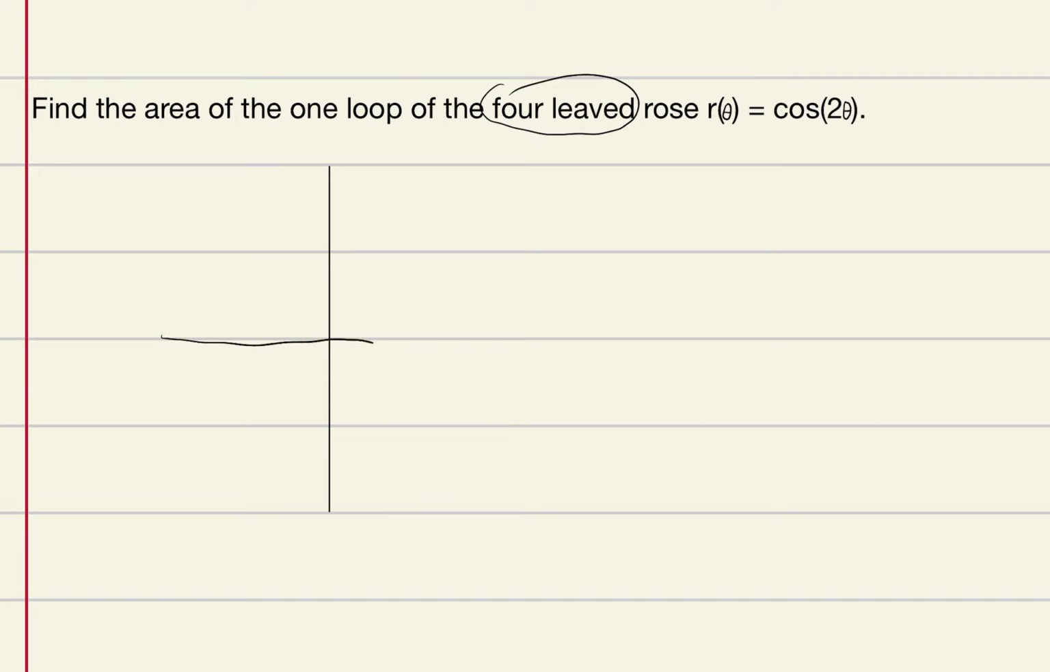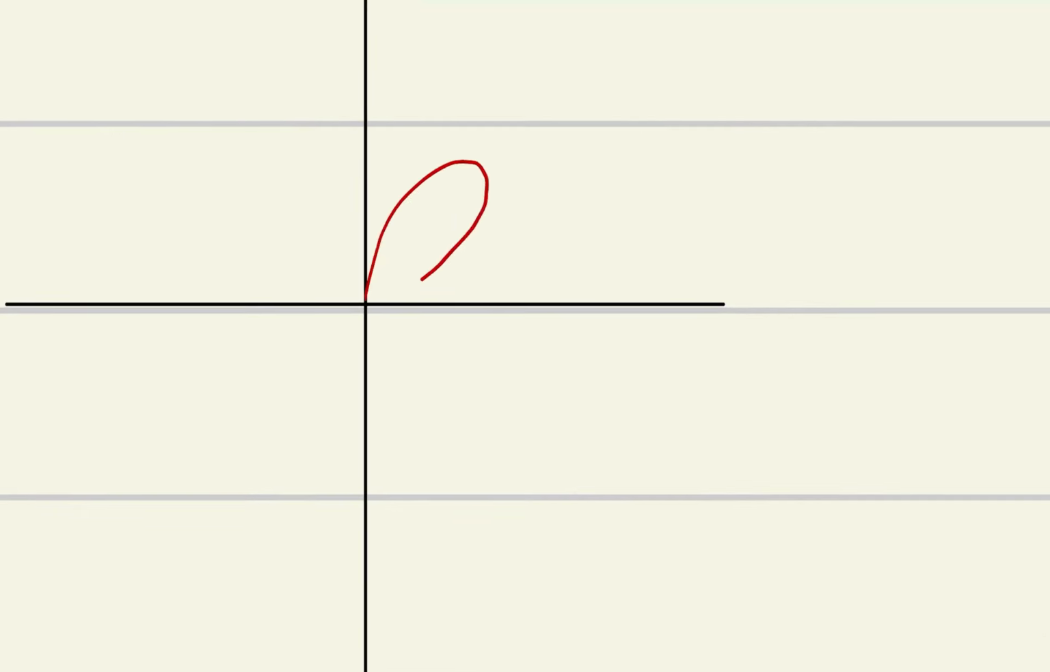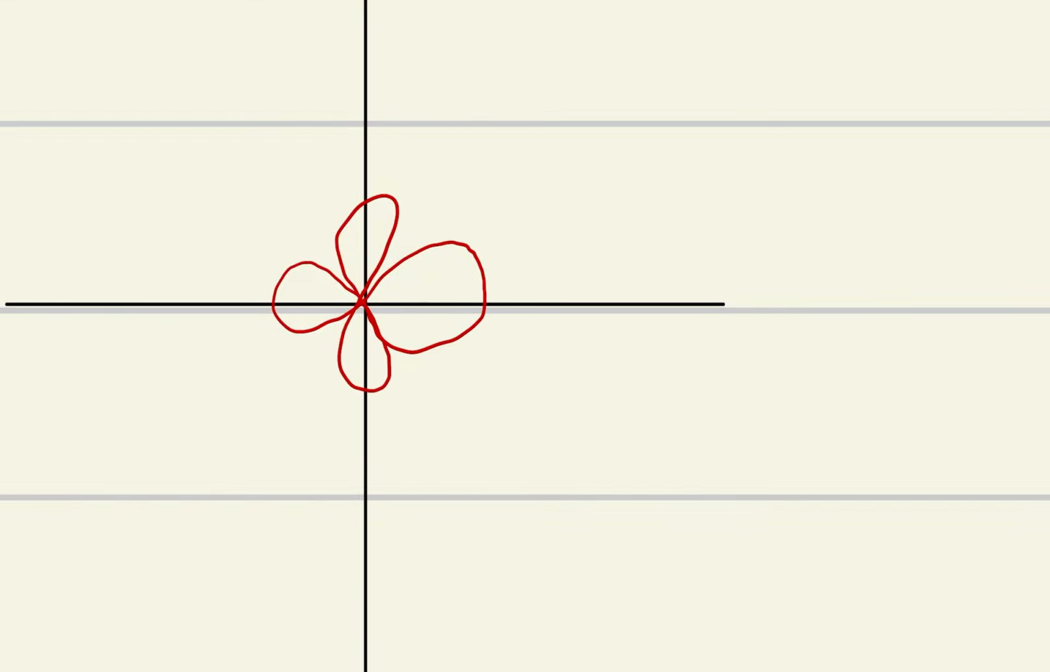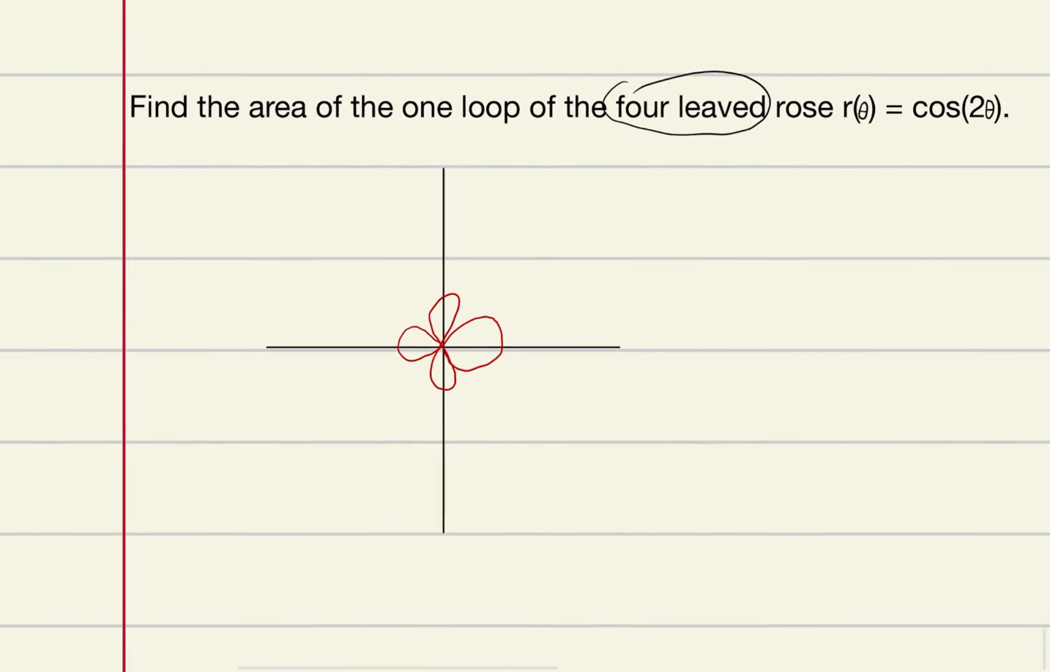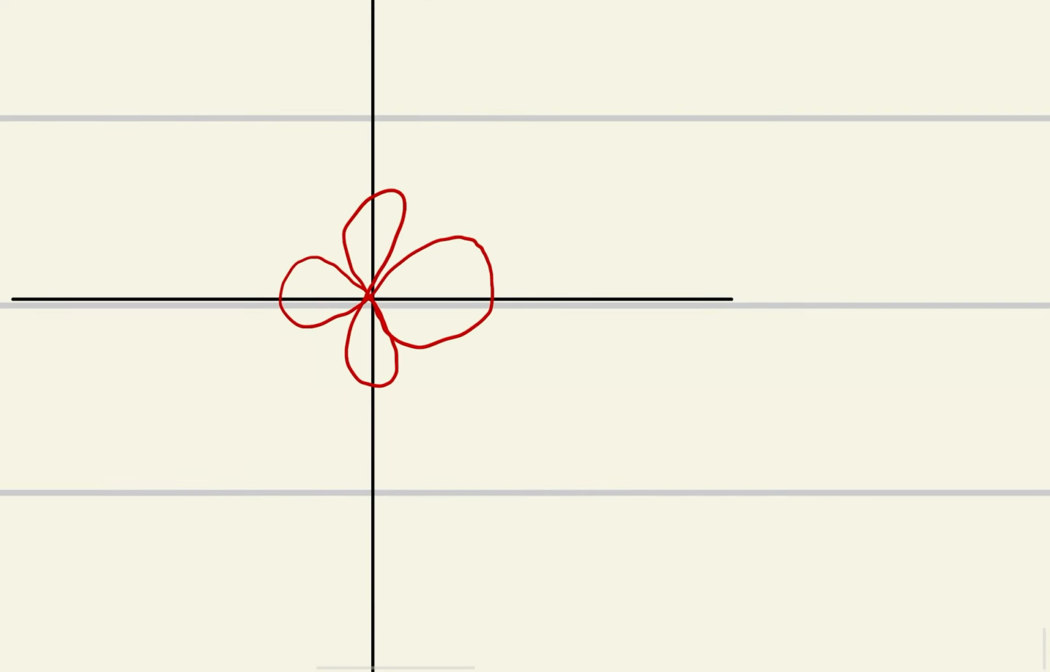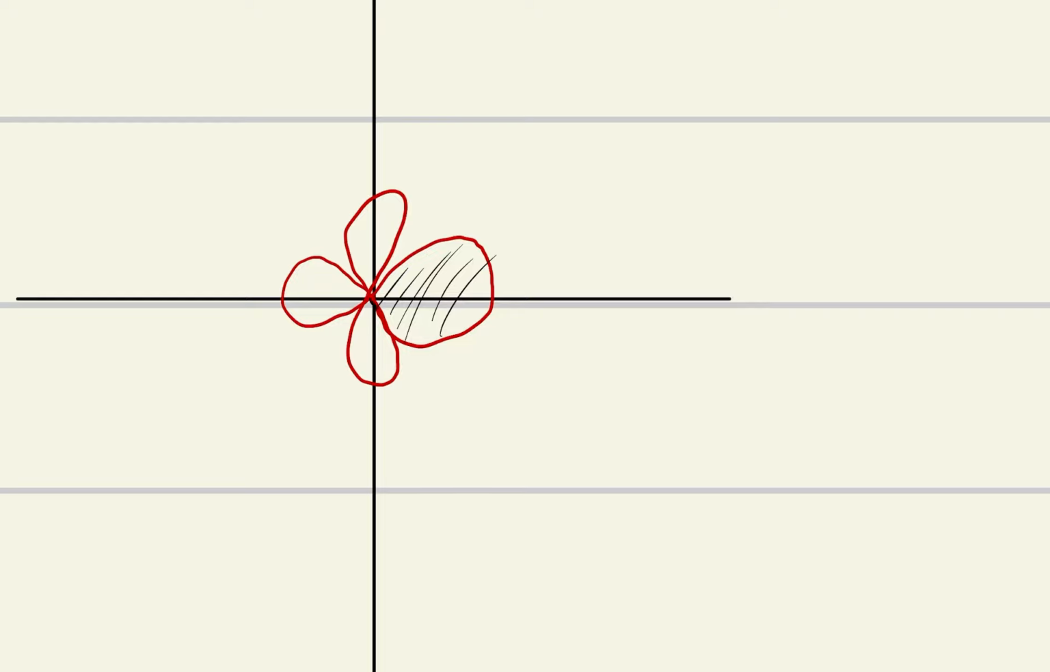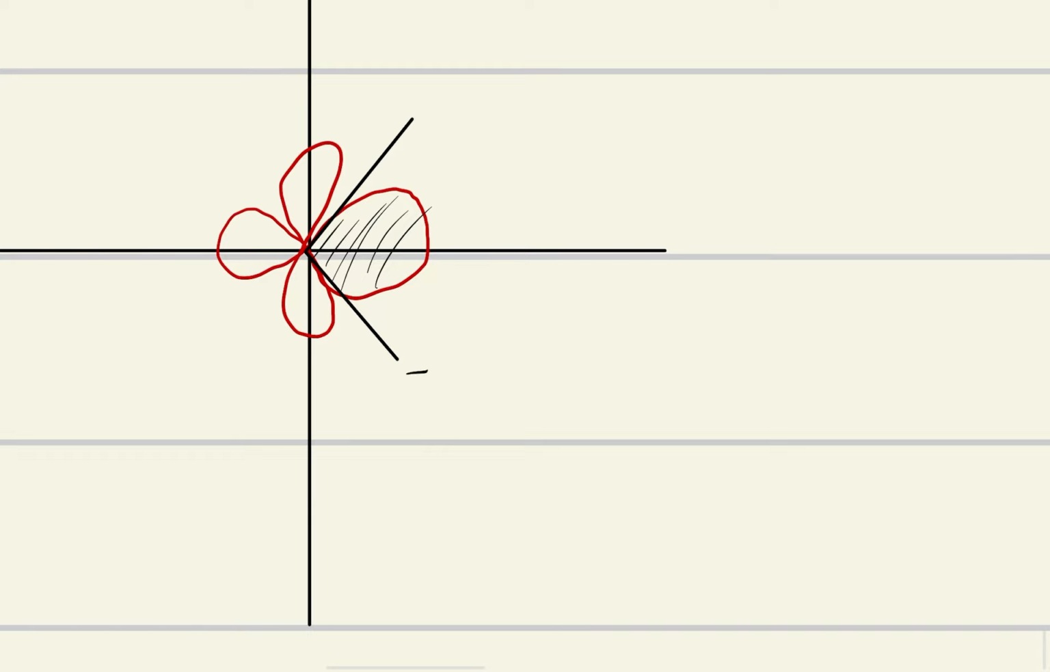Let me draw my graph. There we go. You can also find the values of the points by plugging in values of theta. But since we want to find the area of one loop, we can say this area right here, which would mean we want to find these limits, which would be negative pi over 4 and pi over 4.